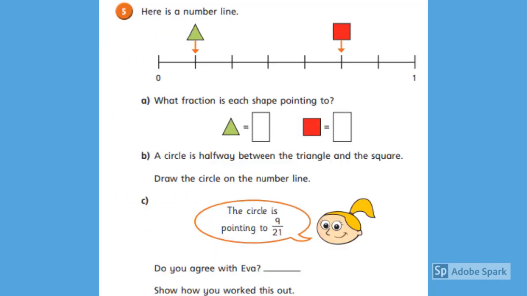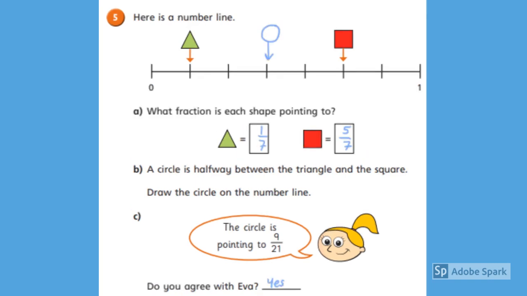Let's have a go at the final question, number 5. Look at the triangle and the square on the number line. What fraction does each represent? A circle is halfway between the triangle and the square. Draw the circle on the number line. Ava thinks that the circle is pointing to 9/21. Is she correct? Check your answer here and do any corrections.